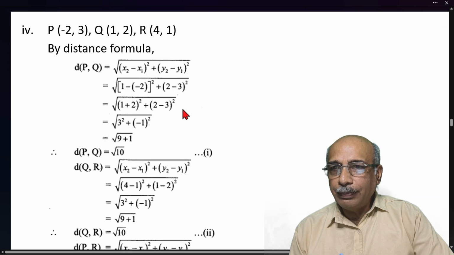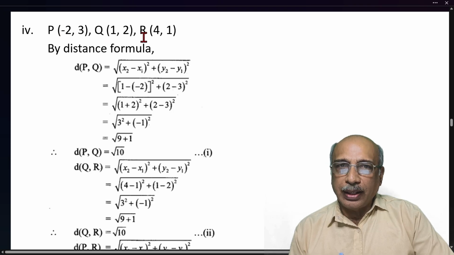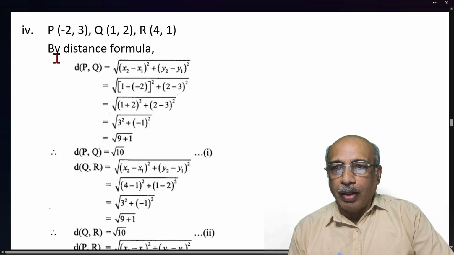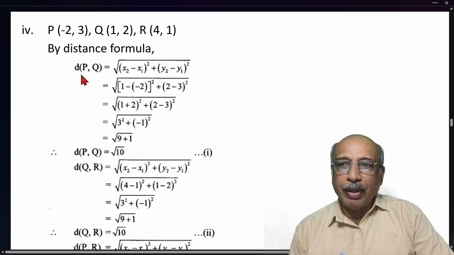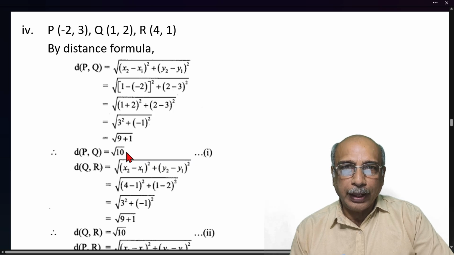Another example, coordinates of points P, Q, R are given. By the distance formula, again we have to calculate the distance PQ. By substituting the values of the coordinates of points P and Q, you can calculate distance PQ equals root 10.